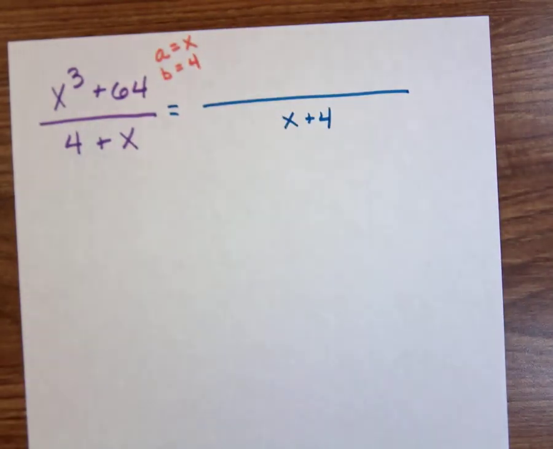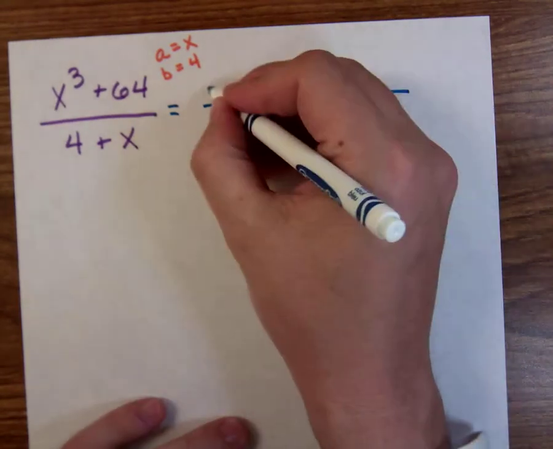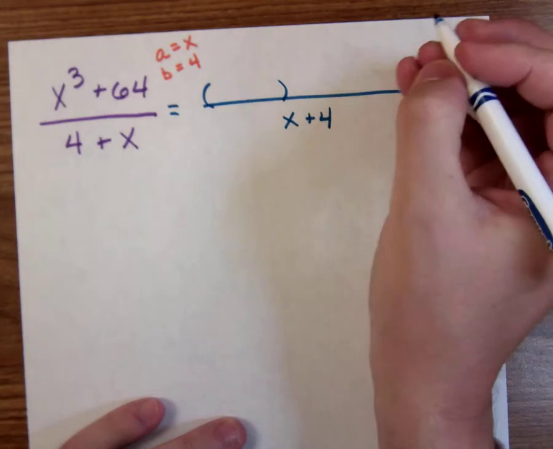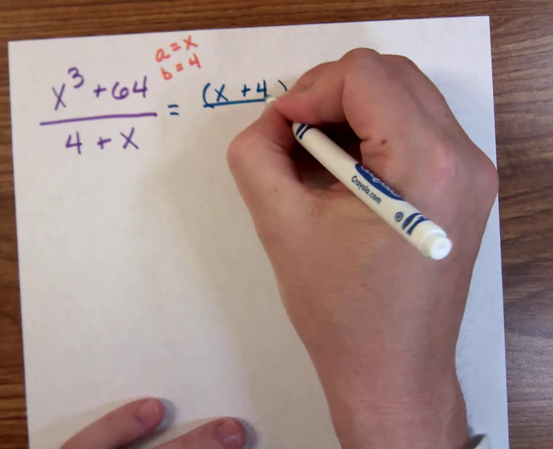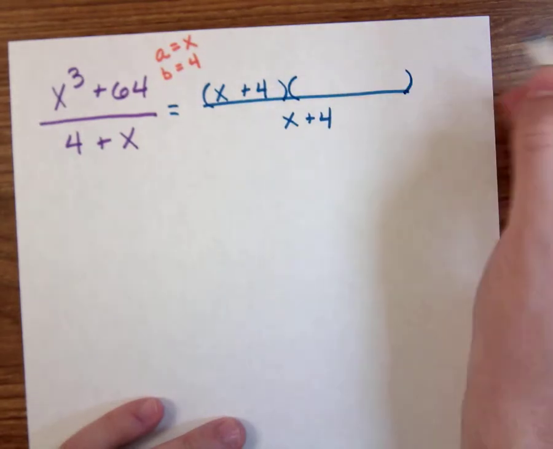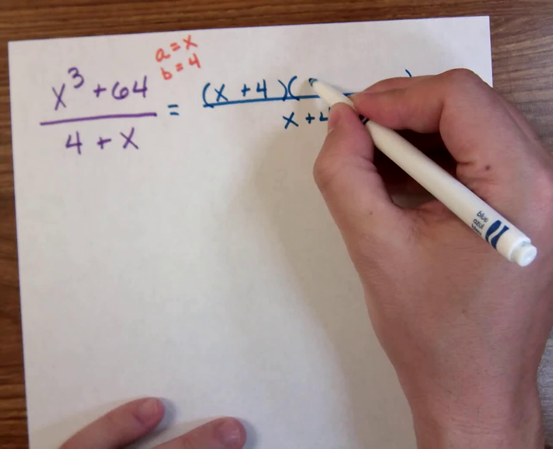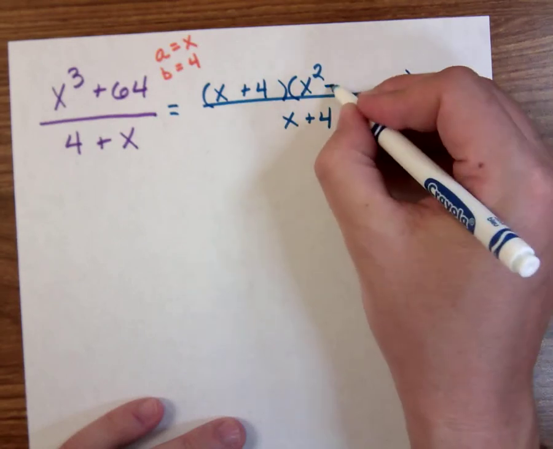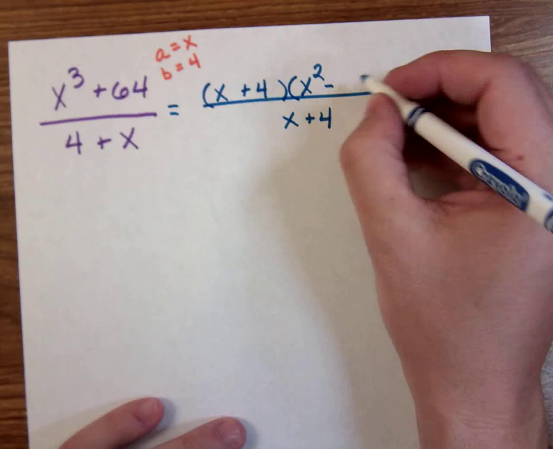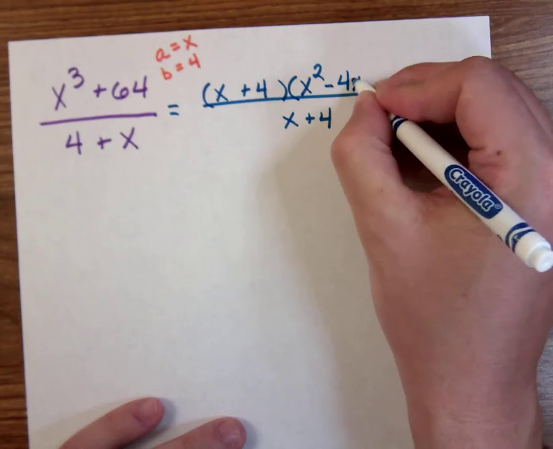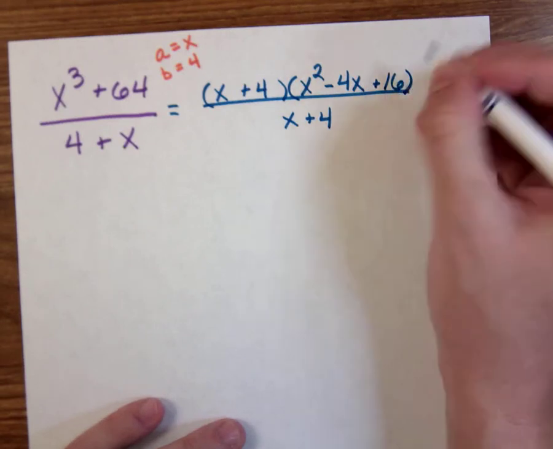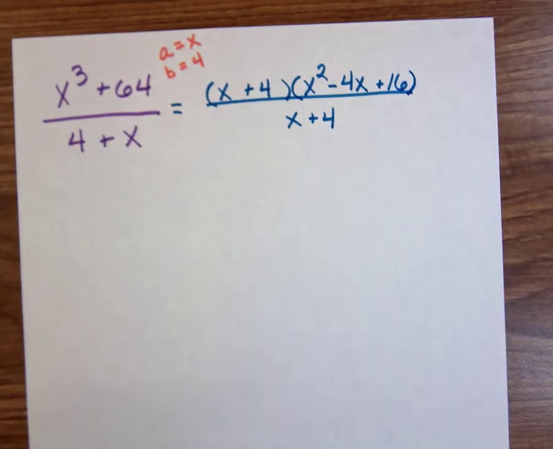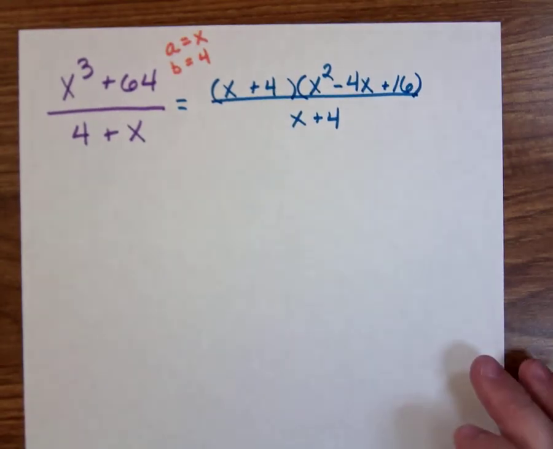You do have to remember the format, the way it's lined out. What's the first set of little parentheses? It's A plus B. And the second set is A squared minus A times B, or 4 times X, plus B squared, 4 squared is 16. You got it. Oh, girl. That's the only thing I got. That's the only thing you got.